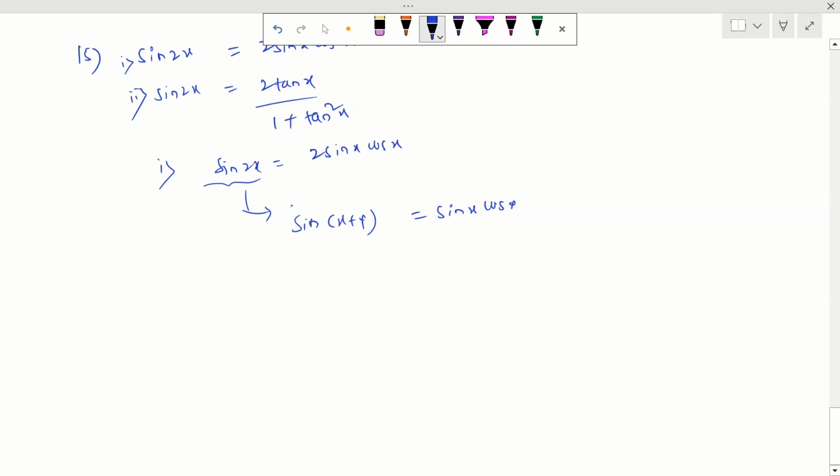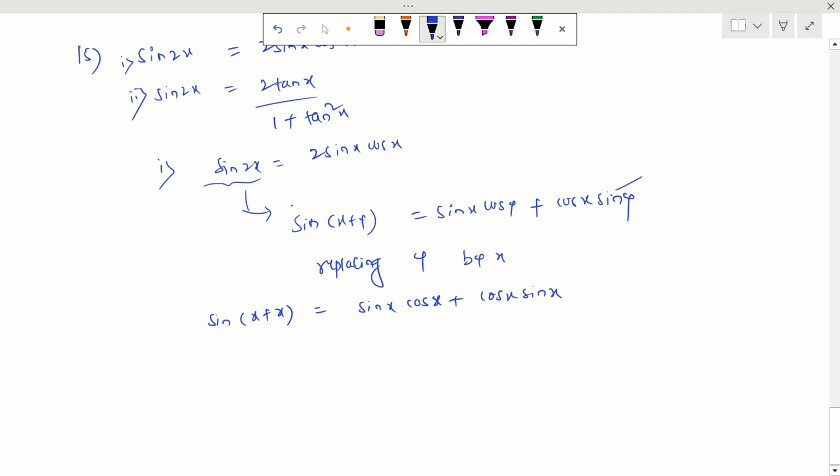sin x cos y plus cos x sin y, we can write, isn't it? Now we are replacing y by x, then it becomes sin of x plus x. Then we get sin x cos x and then cos x sin x, right? So replacing y by x, this becomes sin 2x, right? x plus x is sin 2x.